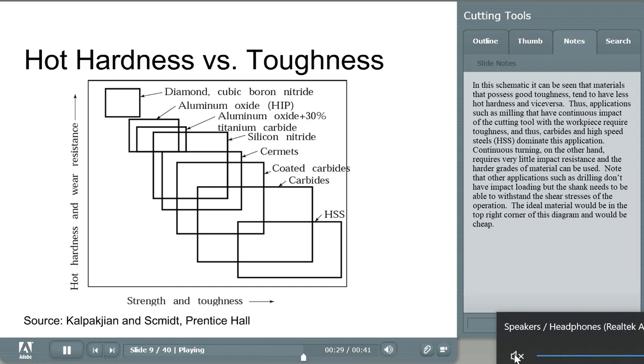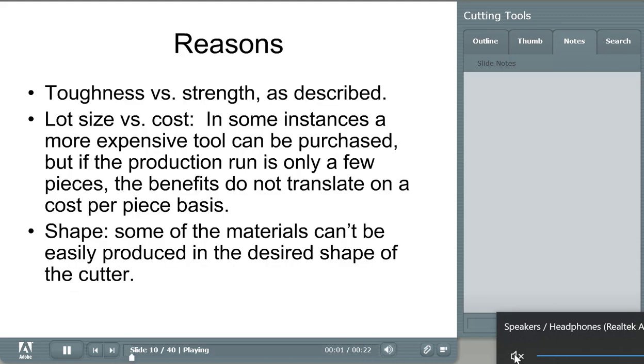Note that other applications such as drilling don't have impact loading, but the shank needs to be able to withstand the shear stresses of the operation. The ideal material would be in the top right corner of this diagram and would also be cheap. Reasons: toughness versus strength as described, lot size versus cost.